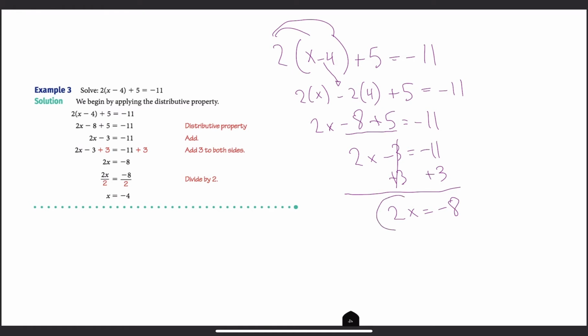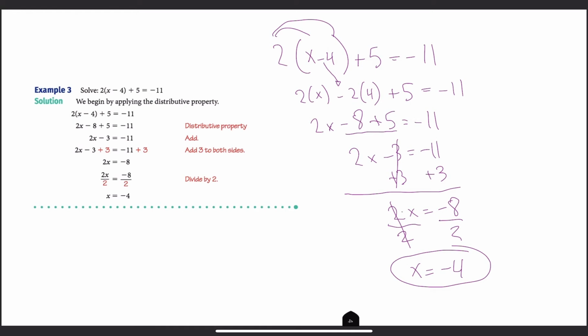Oh, I'm not done yet. I thought I was done there for a second, but I'm not, because I have 2x equals negative 8, and I want to know what a single x is. So what's the opposite of multiplying by 2? Dividing by 2, and as long as I do it to both sides, then I can do that. So 2 divided by 2 is 1, so I get just x equals negative 8 divided by 2 is negative 4. Half of negative 8 is 4.